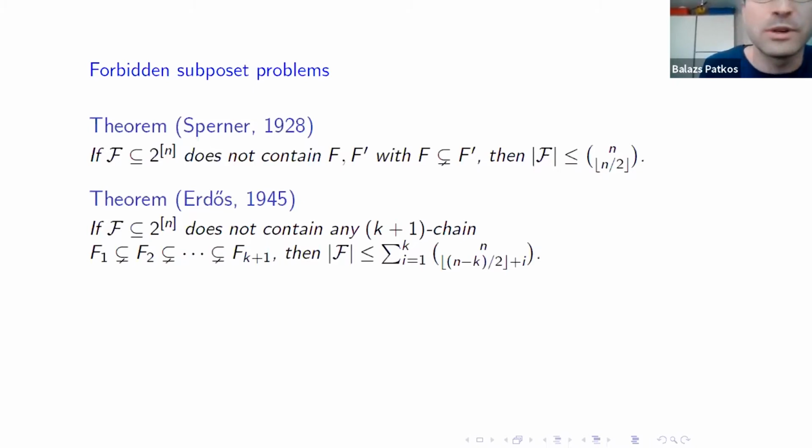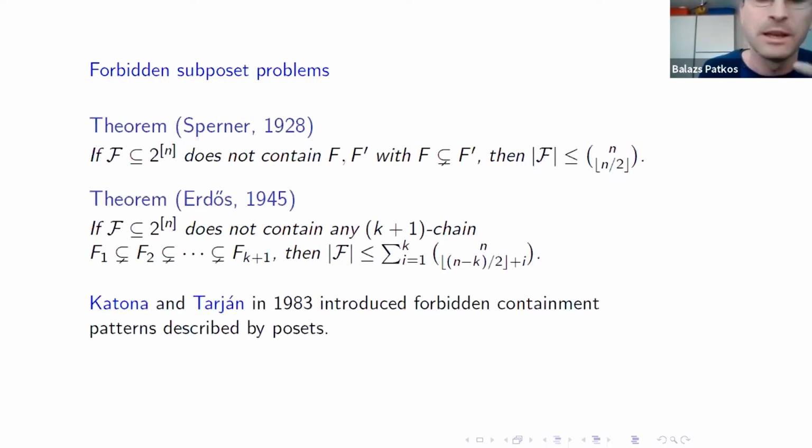Of course, we can already ask the corresponding saturation problem, and we will have a word about that in a moment. But before, let's introduce the general framework that's introduced for today. It was introduced in the early 80s by Gyula Katona and Tamás Tarján. So what did we have in the previous two theorems? There were some inclusion patterns or containment patterns, and how to describe a containment pattern in general, one way is to use partially ordered sets.